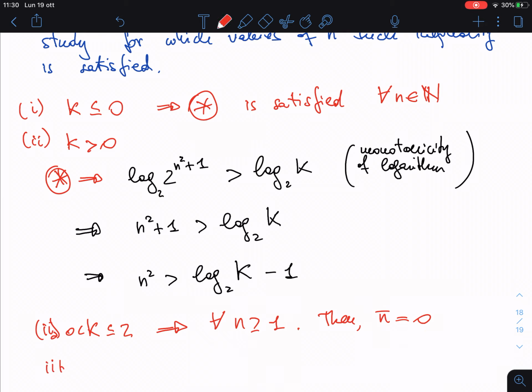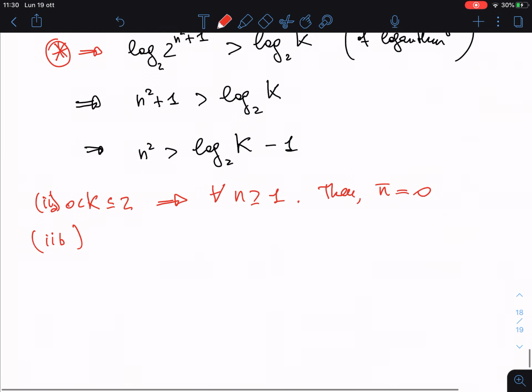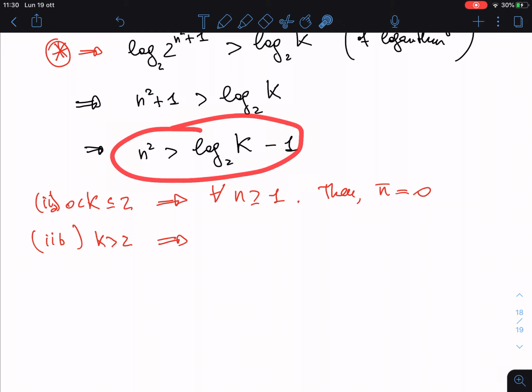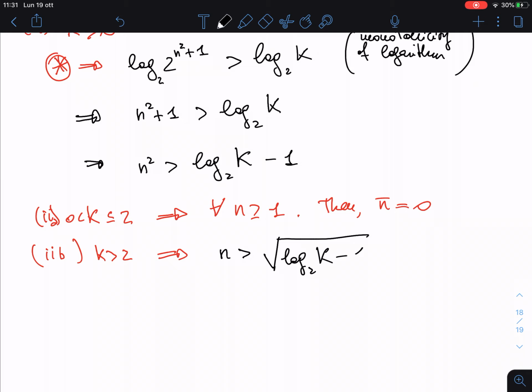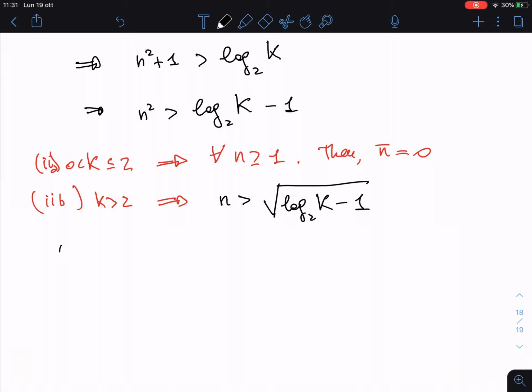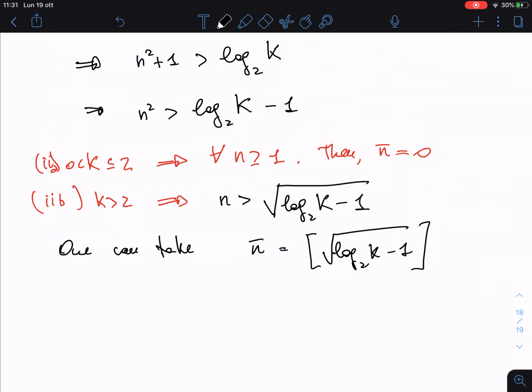Case 2b is for k larger than 2, then this inequality can be just translated by using the square root into an inequality in n. So here we have n larger than square root of the logarithm in basis 2 of k minus 1. So for instance, one can take n bar equal to the integer part of square root of logarithm in basis 2 of k minus 1, because now you know that when you take n larger than n bar, you have at least this integer part plus 1, which is strictly larger than the argument of the integer part, and then you are done.